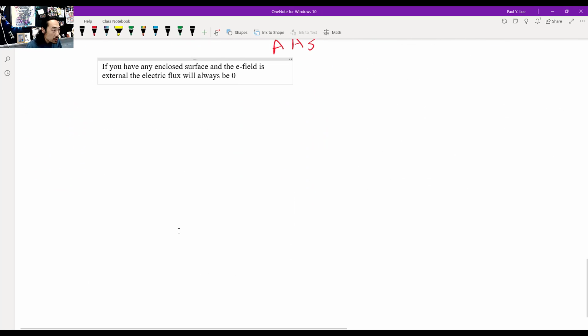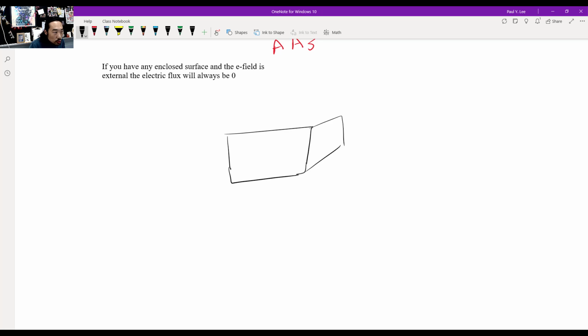Cool. So subsequently, what about the opposite? What if the E field is interior? What if the E flux is interior? So let's go through the same idea. We're not going to go through all of the drawings, but let's say we have that cube, and let's say we have a positive charge there. And so you can imagine my areas looking like this.